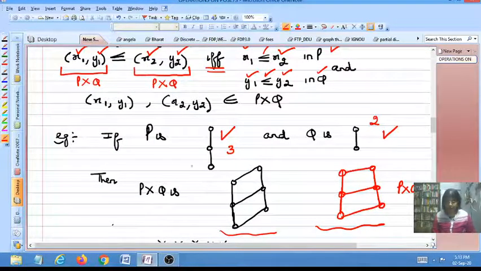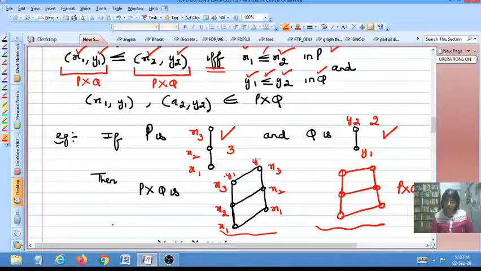Now if you refer to these elements of P as x1, x2, x3, and let's say I'm calling the elements of Q as y1 and y2. So when you are drawing the hash diagram, this is going to be your x1, this is going to be your x2, this is going to be your x3, because these are elements of P, and of course this is also going to be x1, x2, x3. And because this is a copy of Q that you have placed at x3, this will be y1, y2, and this will be y1, y2, and this will be y1, y2.